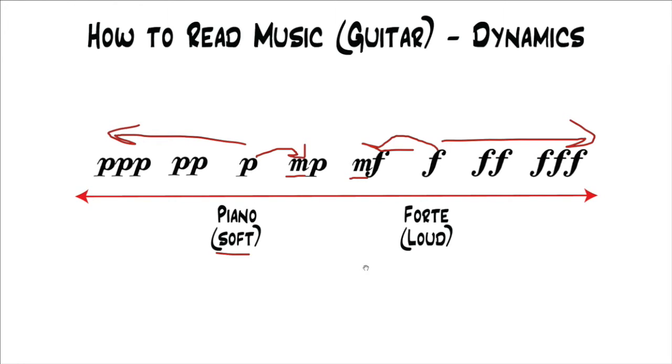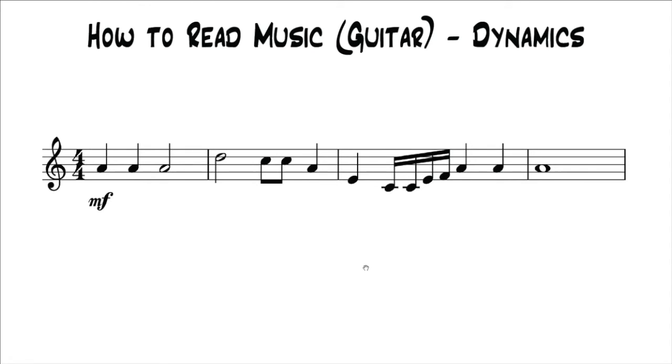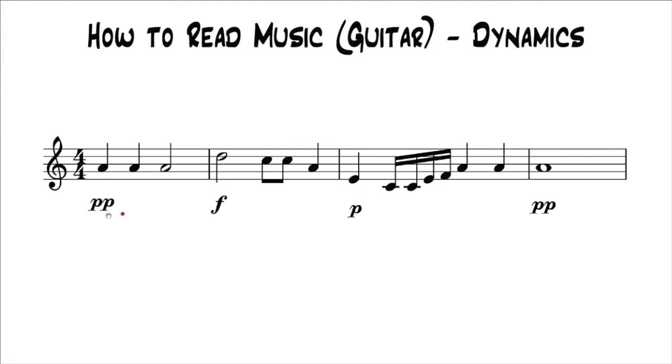And like I said, your e-guide will have this written out and you can always refer to it. And the way you would see this in music would be written underneath the bars like this. So if you saw an MF, that means moderately loud, and that would carry through the whole piece. If you saw something like this, the first bar would be very soft, the next bar would be loud, the next bar would be soft, and then the last bar would be very soft again.